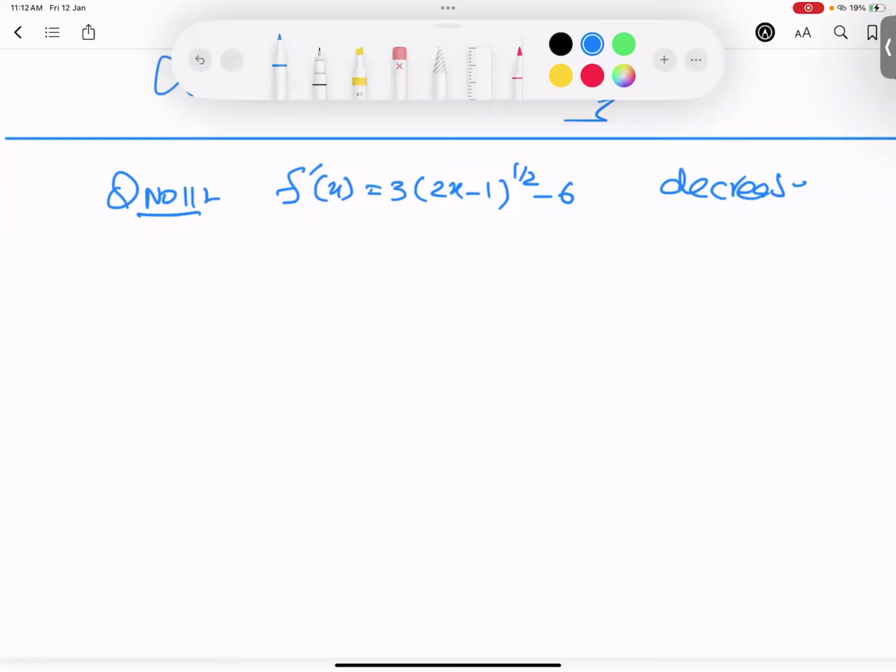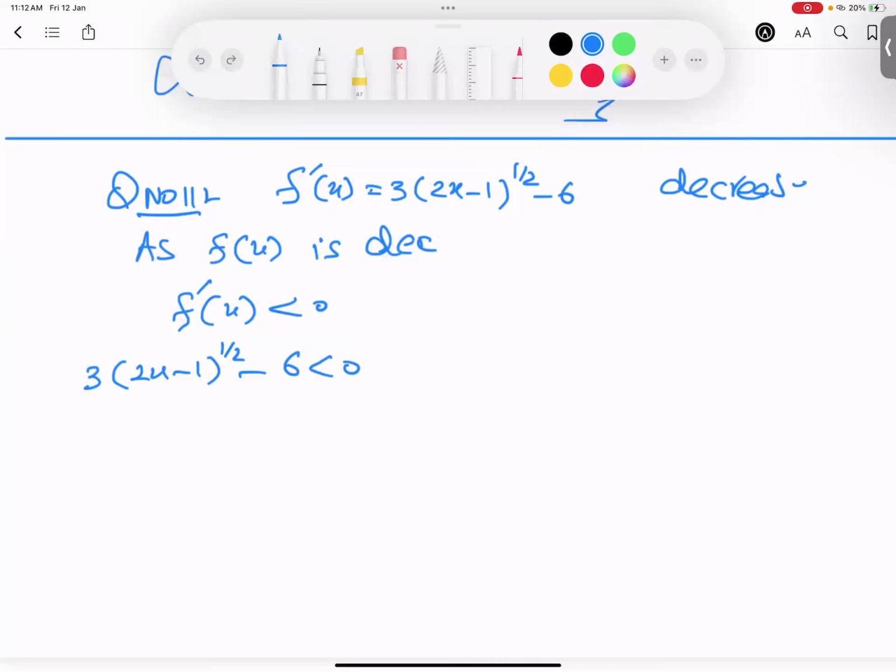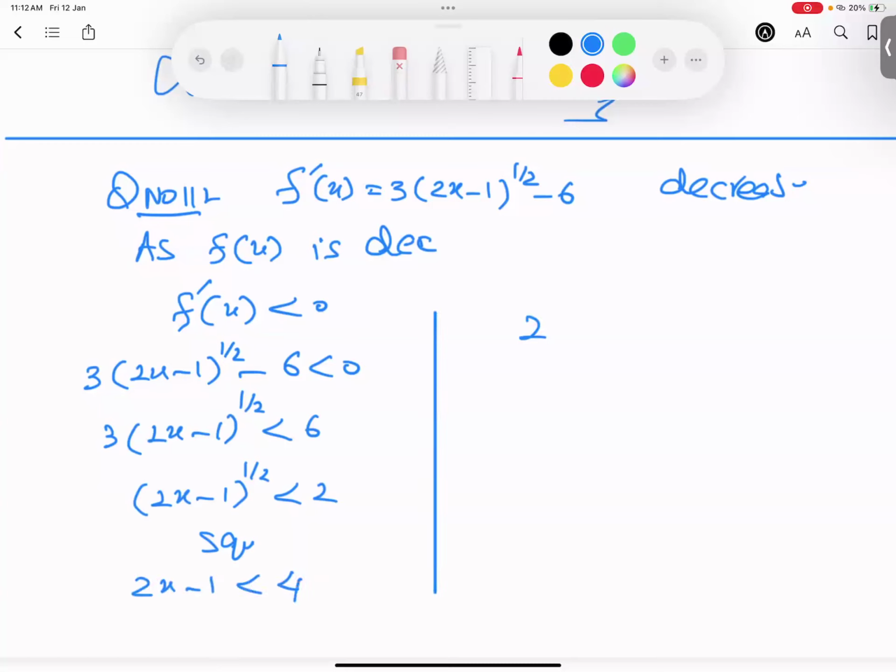I'm going to do this question myself. As the function f of x is decreasing, I'm writing here f of x is decreasing. So I can say that f dash of x is less than 0, naturally. I'm going to copy this whole value here. So 3 times (2x minus 1) to the power half is less than 6. So 6 will go to the right-hand side, and this 3 will divide. So I got 2. Squaring both sides now, I get 2x minus 1, and here I got a 4. Now 2x is 5, so x is 5 over 2. So whenever we have these values, we have a decreasing function according to this question.